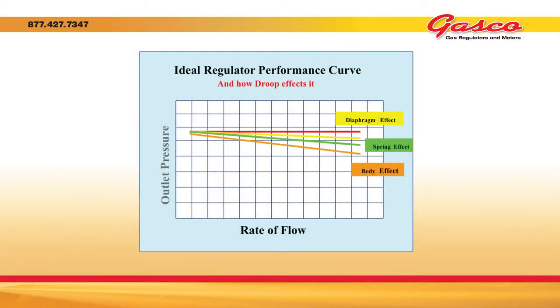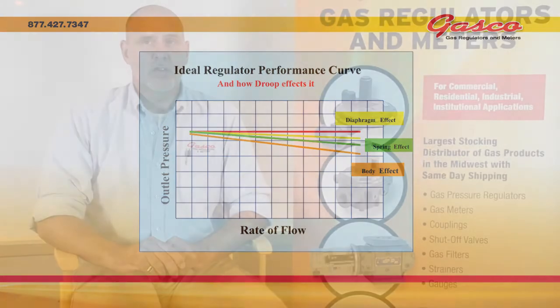But as you can see, an ideal regulator would not be affected by the mechanics of the regulator. The horizontal axis at the bottom of the graph would show the rate of flow. The vertical axis would show the outlet pressure. As the rate of flow would increase, the outlet pressure would not change.